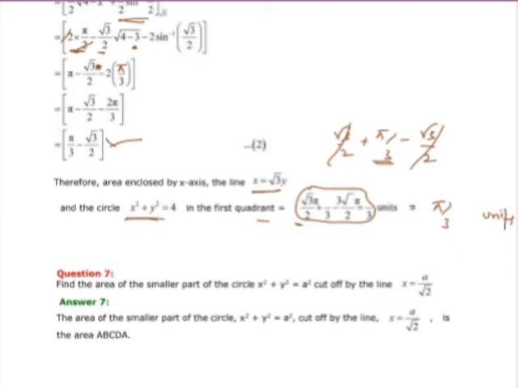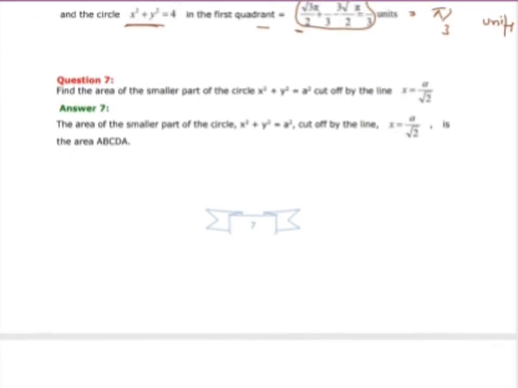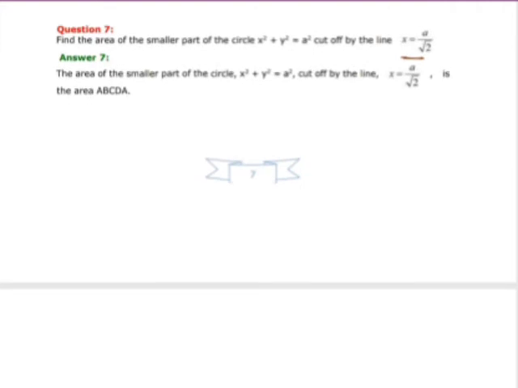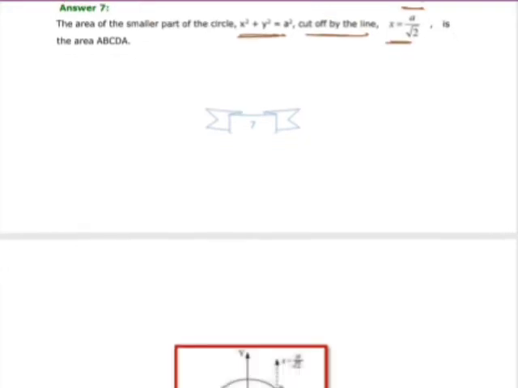So next, example number 7. Here also the area of a smaller part of a circle has been given, based on the circle x square plus y square equals a square, cut off by the line x equals a by root 2. So let's see the solution of this one also. The area of the smaller part of the circle x square plus y square equals a square, cut off by the line x equals a by root 2, is the area ABCDA. Let's see.